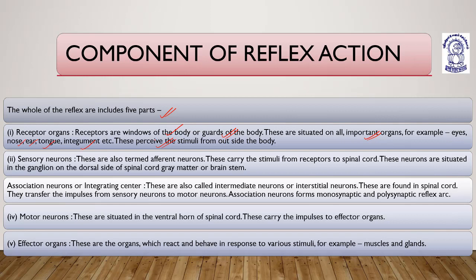So the dorsal horn is sensory. Association neurons or integrating center. These are called intermediate neurons or interstitial neurons. They are found in the spinal cord. They transfer the impulses from sensory neurons to motor neurons. Association neurons form monosynaptic and polysynaptic reflex arc.